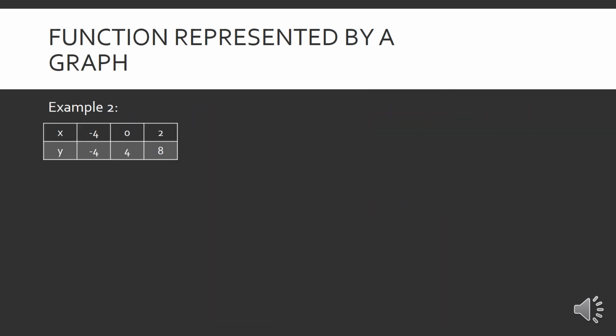Example number 2. So we have negative 4 and negative 4 for the first ordered pair, 0 and 4, 2 and 8. So let's have our Cartesian coordinate plane. Negative 4, negative 4. Okay, so we have the first point here, 0 and 4. We will have our second point here, 2 and 8.